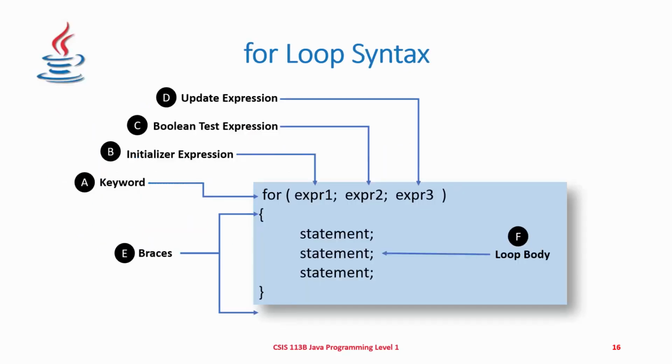You'll see we use the keyword for. Then in the parentheses, we have the initializer expression with a semicolon after that, followed by the Boolean test expression. That's followed by a semicolon, and then finally the update expression. So all of that's inside of a set of parentheses, and then we have a curly brace to represent the statement blocks that will occur as long as our Boolean test continues to evaluate to true.